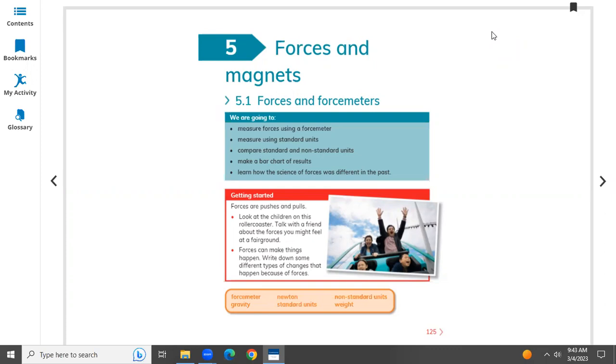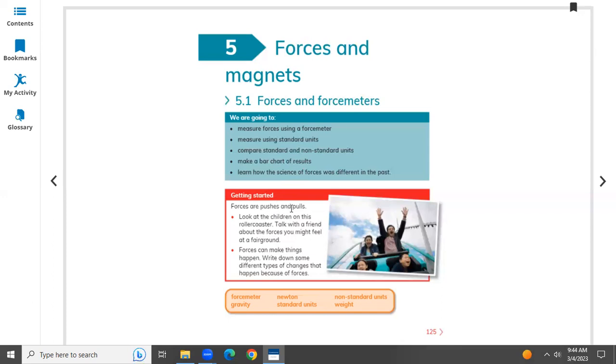Let's start Forces and Magnets. Lesson 5.1, Forces and Force Meters, to measure force. In this lesson, you're going to learn how to measure forces using a force meter, measuring using standard units. What are the units we are using to measure force? So let's start.